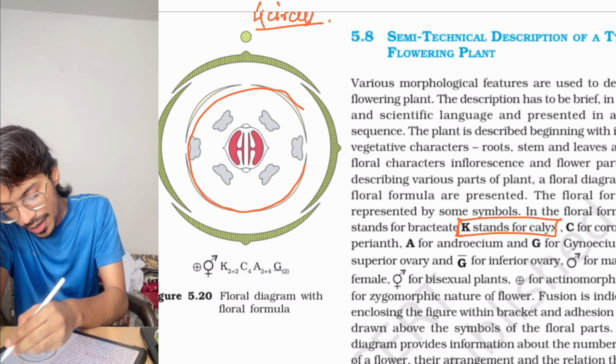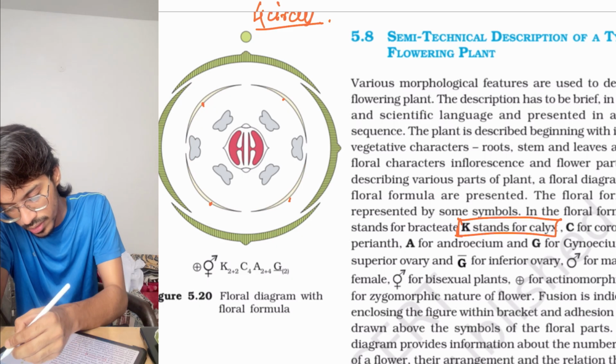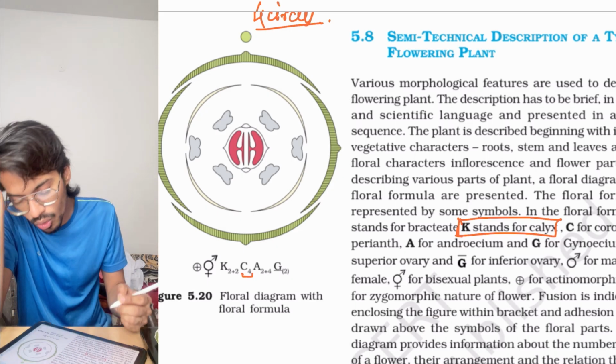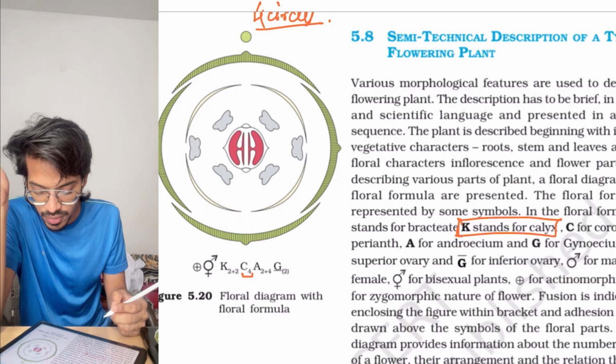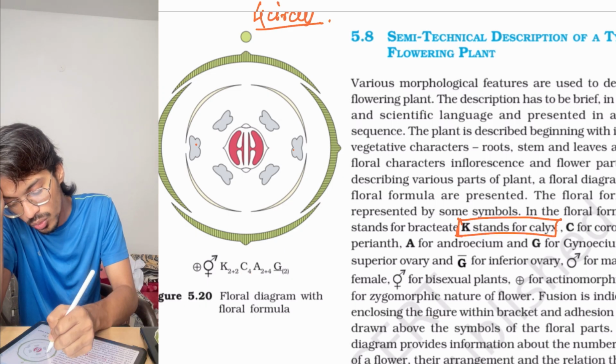Now this corolla is on the same level, and how many are there? 4: 1, 2, 3, 4. So these 4 are there. So we will write C for corolla, that is petals. They are 4 in number.